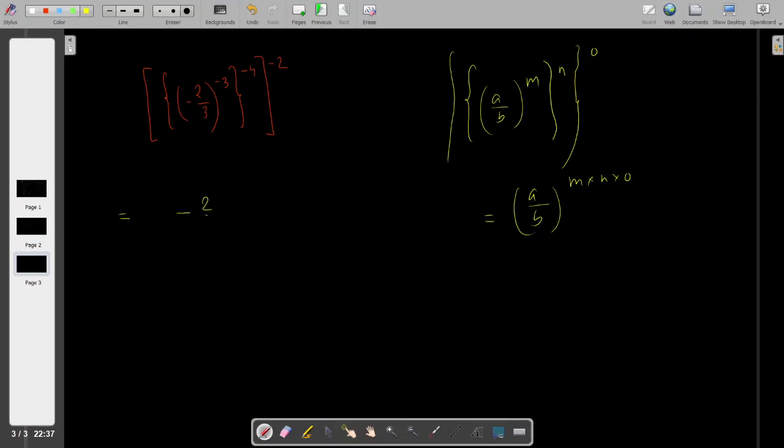So here it will give you (-2/3), the powers -3 into -4 into -2. The minus sign will remain, so it is (-2/3) to the power -24, what is the product? 3 4s are 12, 12 2s are 24, so -24. Now according to our question we need positive exponents. So your answer will be (-3/2)^24. I hope the question is clear to you. Now let's move to a different question.